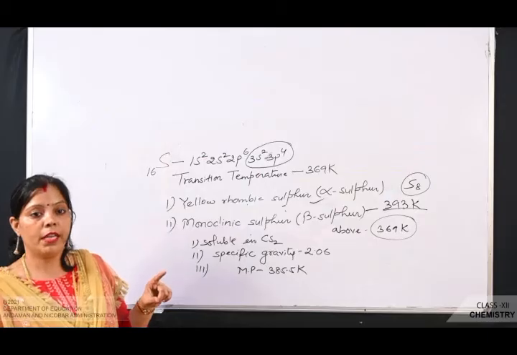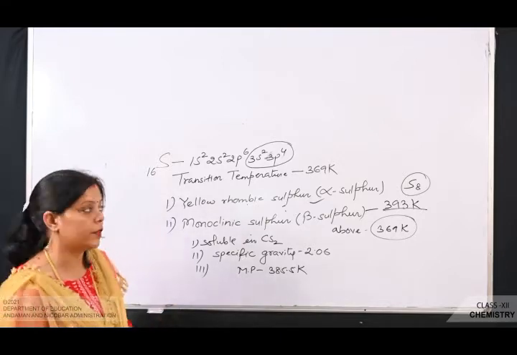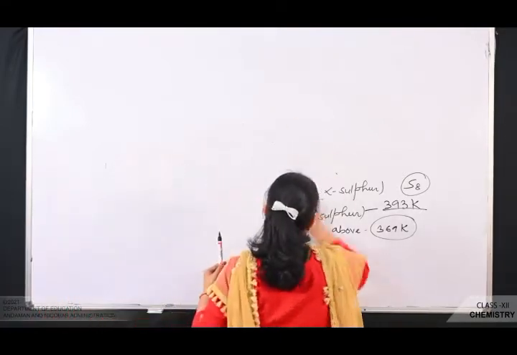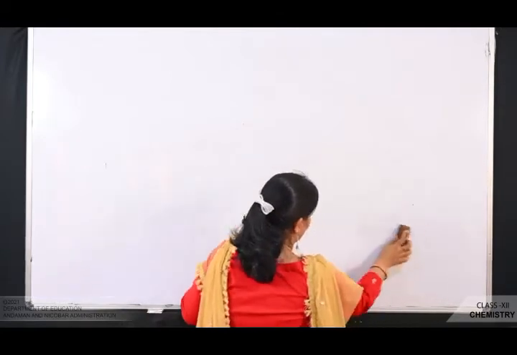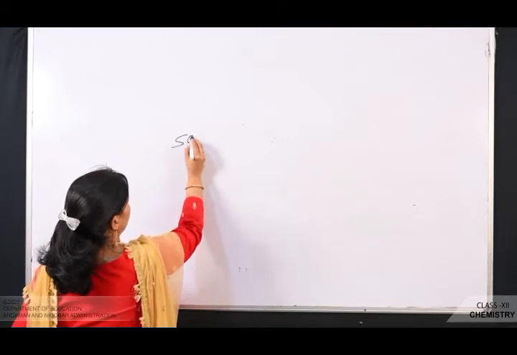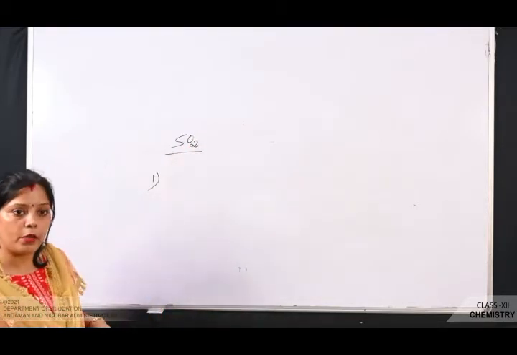Okay children, next we move to some important compounds of sulfur, and the first important compound of sulfur is sulfur dioxide. So first we discuss the preparation of sulfur dioxide. How can we prepare sulfur dioxide, children?